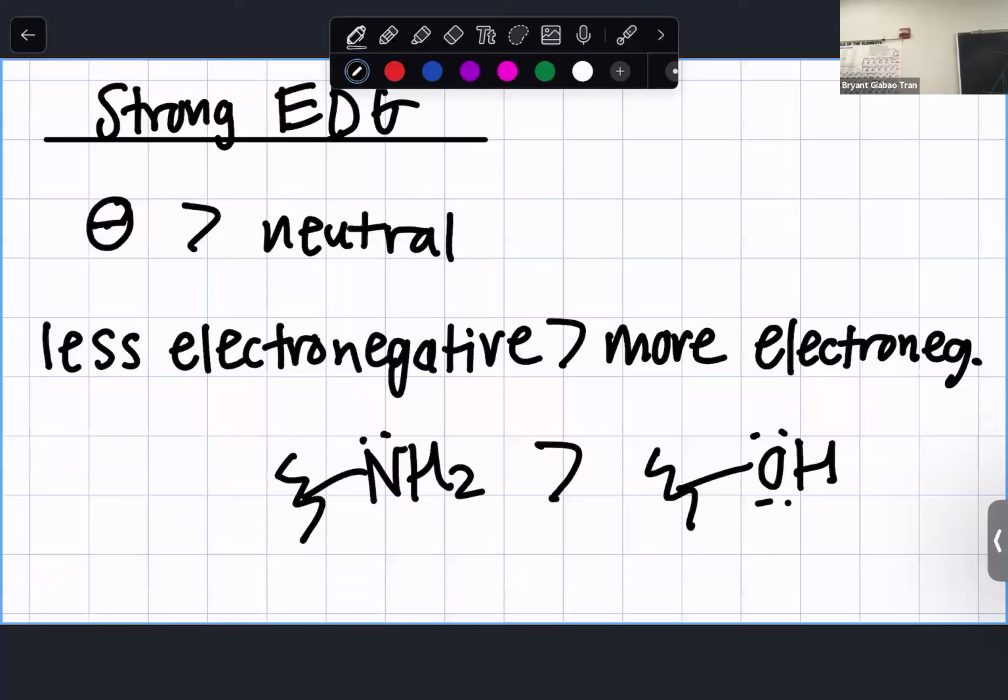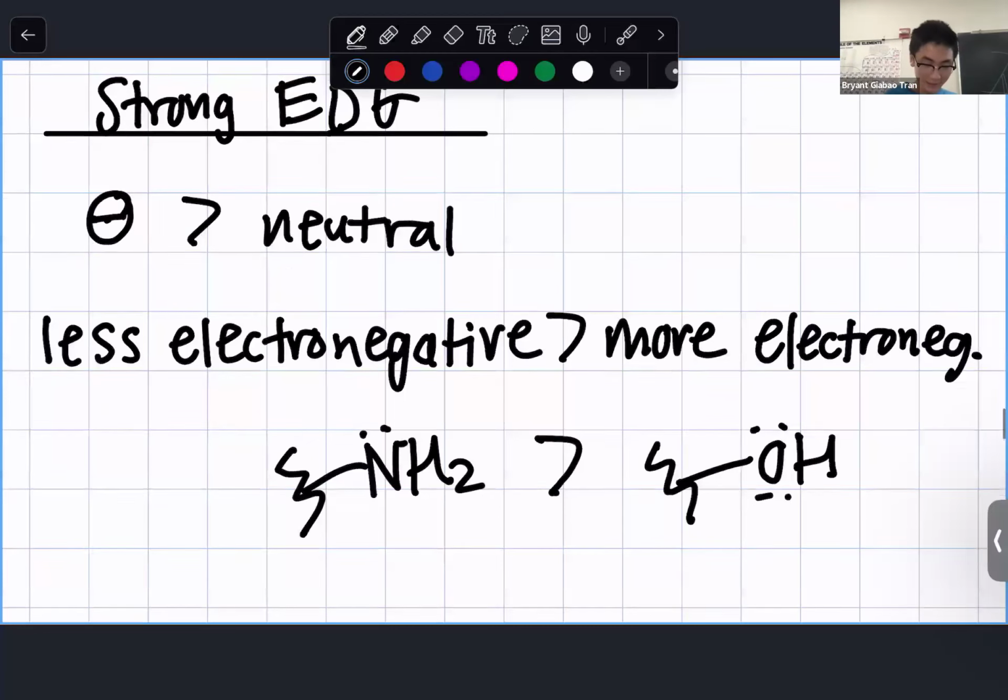So it's like nucleophile rules. EDGs are like nucleophile rules: negative charge is stronger than neutral, and less electronegative is stronger than more electronegative. Are all strong EDGs also strong nucleophiles? Yes, all strong EDGs are also strong nucleophiles. You can think of it like that.